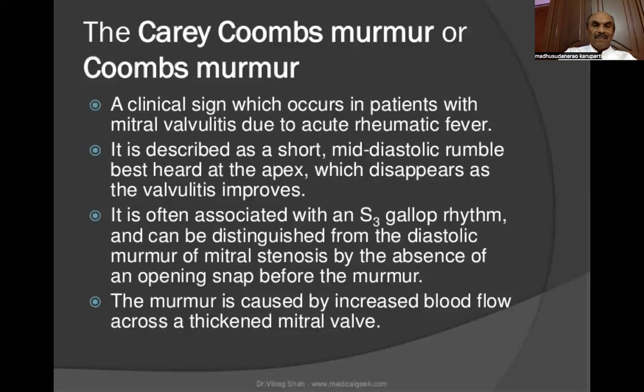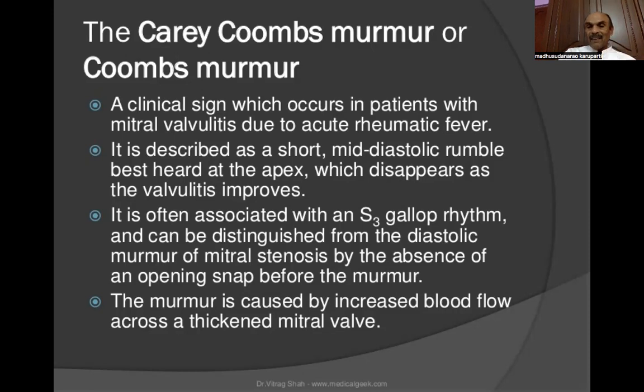Carey Coombs murmur is a clinical sign which occurs in patients with mitral valvulitis due to acute rheumatic fever. It is described as a short mid-diastolic rumble, best heard at the apex, which disappears as the valvulitis improves. Once you keep the patient on steroids, the inflammation disappears and the murmur becomes less prominent, ultimately disappearing. It is often associated with an S3 gallop and can be distinguished from the diastolic murmur of mitral stenosis by the absence of an opening snap before the murmur.